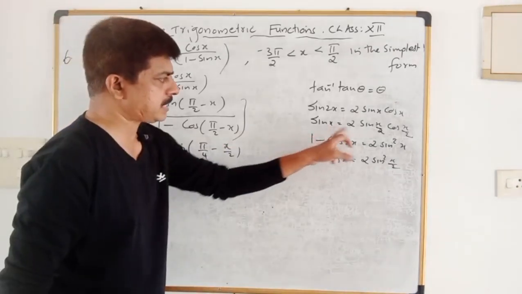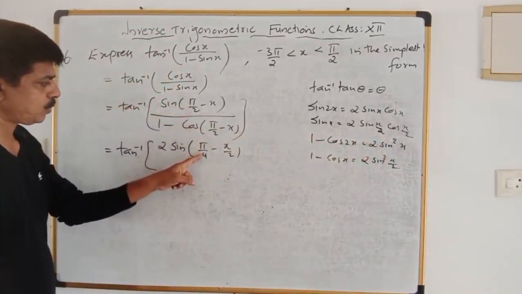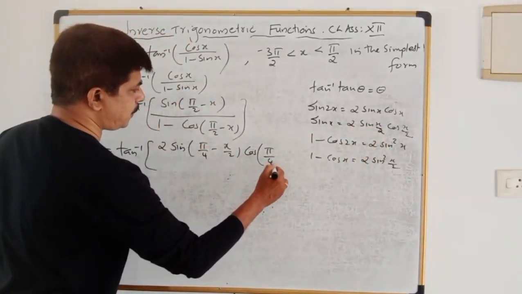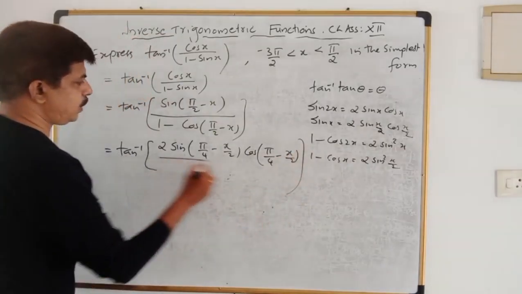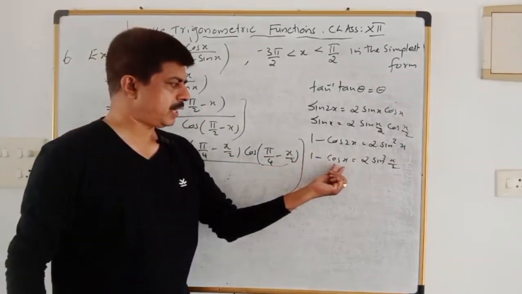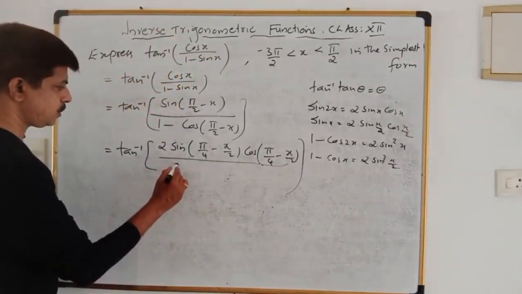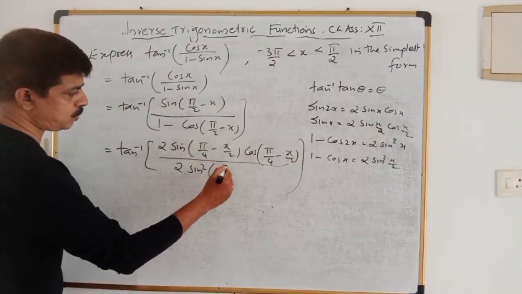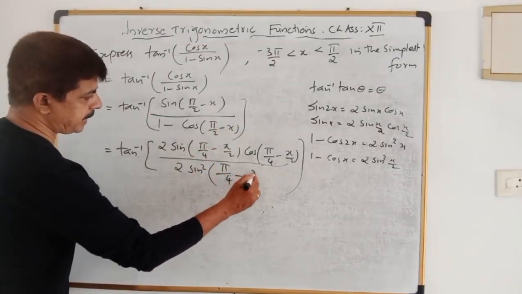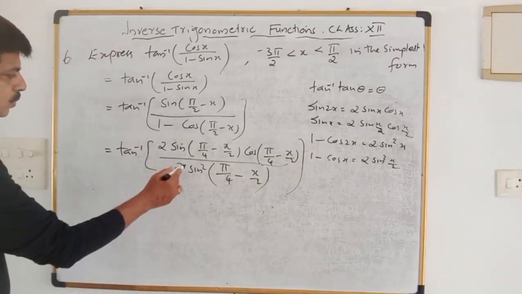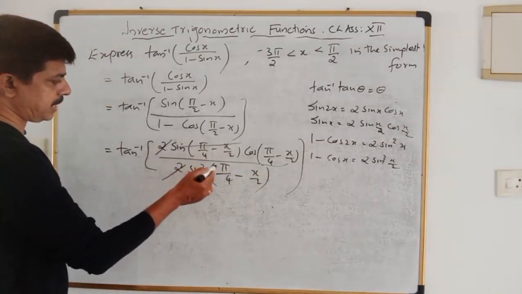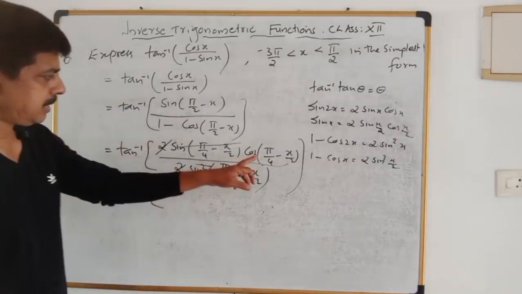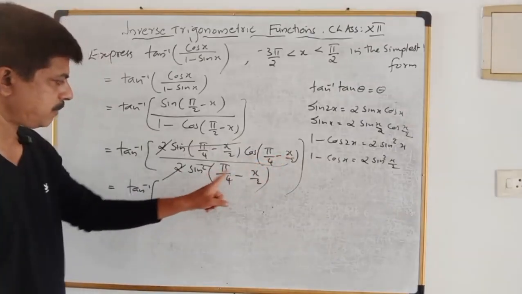Angle should be divided: when it is x, it should be divided by 2. So pi by 2 by 2 is pi by 4, and x by 2. Again cos of pi by 4 minus x by 2. In the denominator, we apply this identity: 1 minus cos x is 2 sin square x by 2. This is x, x should be divided by 2. So pi by 2 by 2, pi by 4 minus x by 2. So 2 is cancelled, sin pi by 4, 1 is cut. So in the bracket we are left with cos of pi by 4 minus x by 2 over sin of pi by 4 minus x by 2.